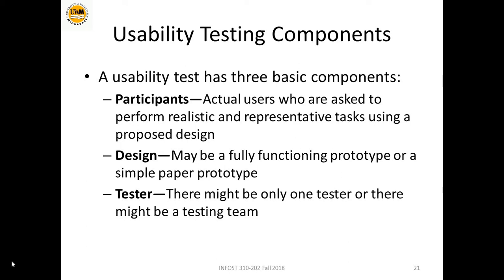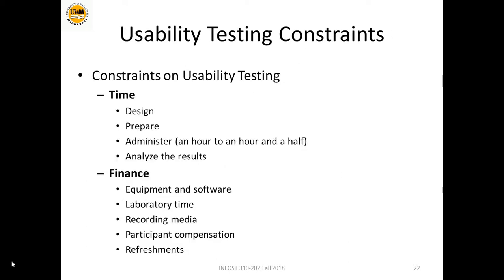We should have a design. This design may be a fully functioning design, or a prototype, or just a simple paper prototype. We need to have testers. The testers, we might have one tester, or we might have a team of testers. And we can also have observers, people who observe the test and provide feedback on the testing process.